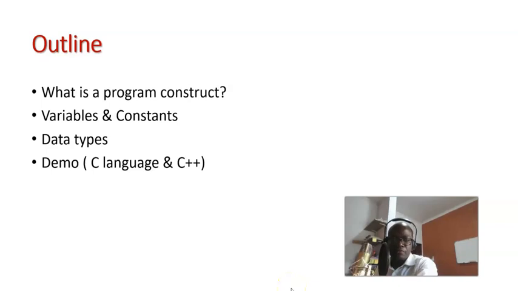We intend to achieve the following in this lecture session. We want to understand what a programming construct is. Then we also need to know what a variable is and how different it is from a constant. And we shall move on to look at data types, and we shall give a little demo in the C language as well as C++. You know that C++ comes from the C language, and I just want you to acquaint yourselves with the syntax of both languages. Okay, so let's get started.